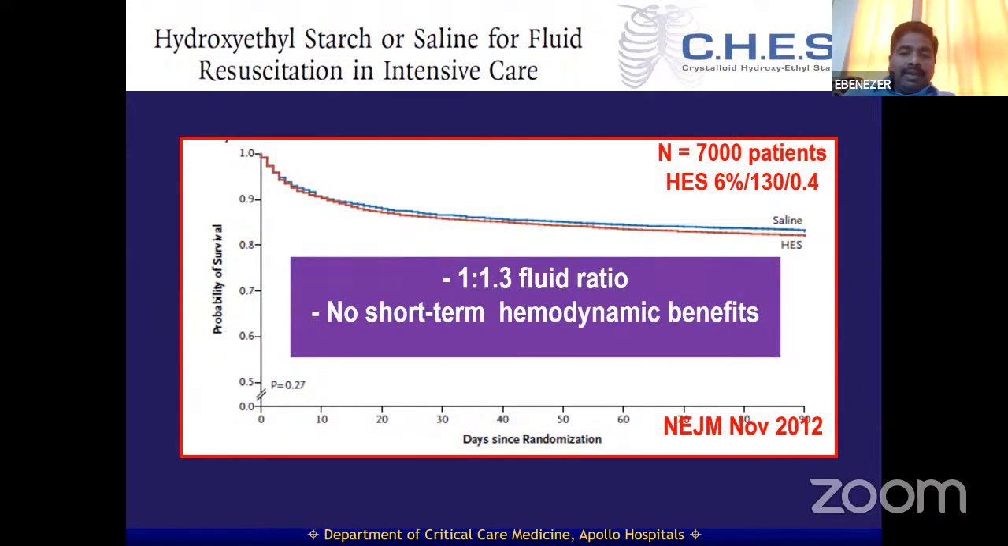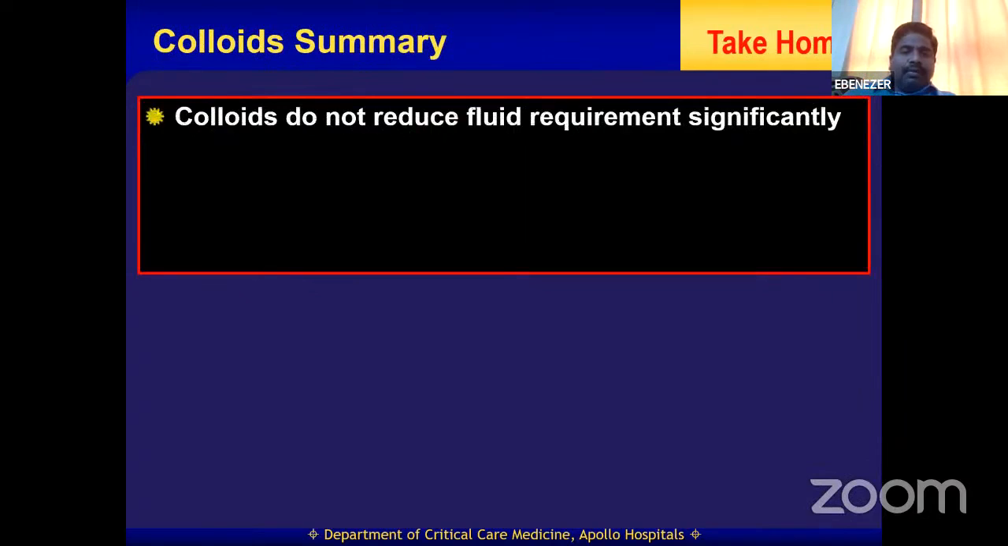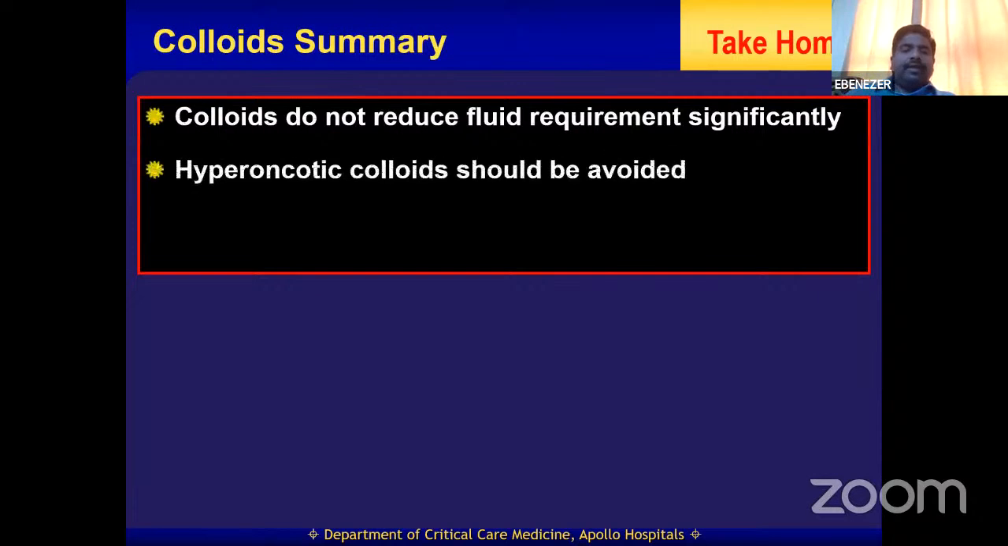The reason why we used to give colloid is because we thought that a 1:3 ratio applied, so 1 ml of colloid was equivalent to 3 ml of crystalloid. So we were able to resuscitate a bit faster, and probably achieve the hemodynamics a little faster. But overall, there was no difference in mortality. At the same time, there were some side effects related to renal replacement therapy in a subgroup of colloids like hydroxyethyl starch.